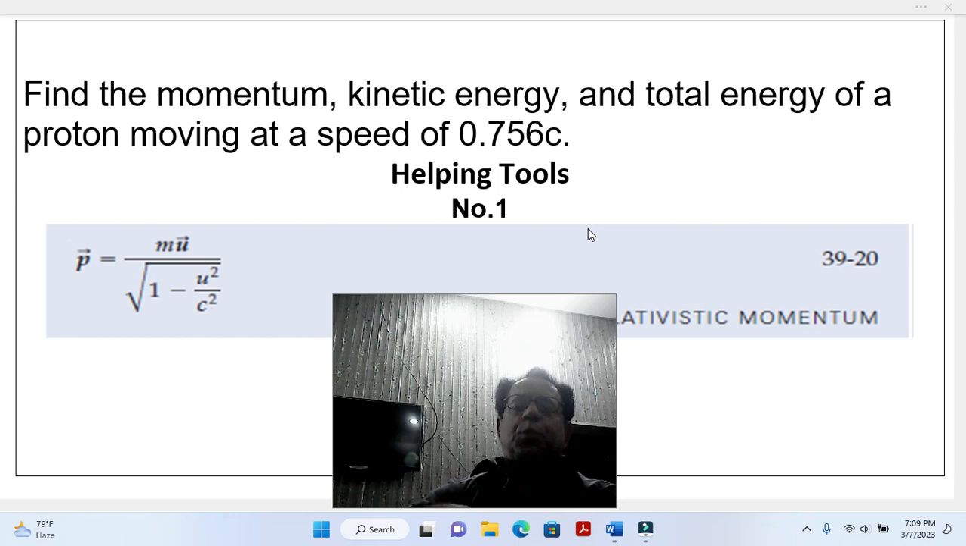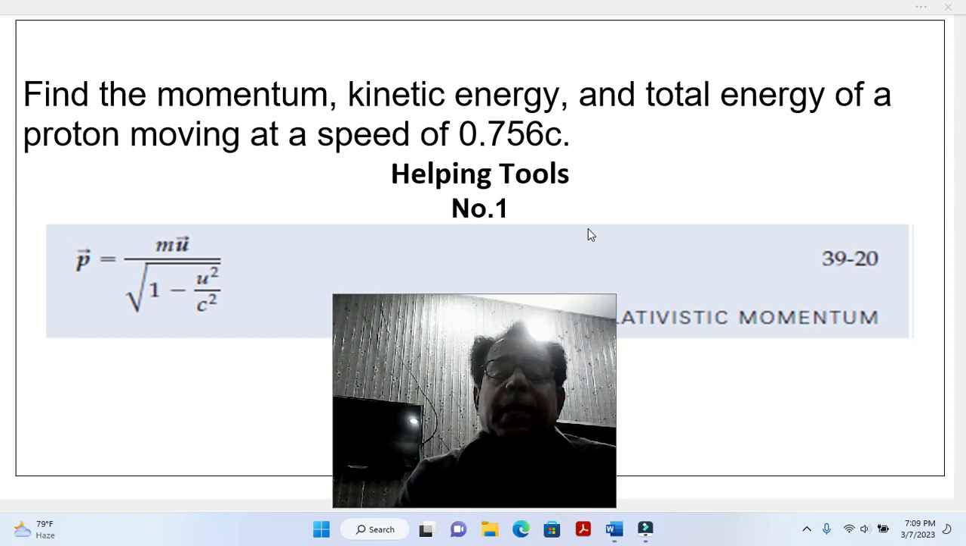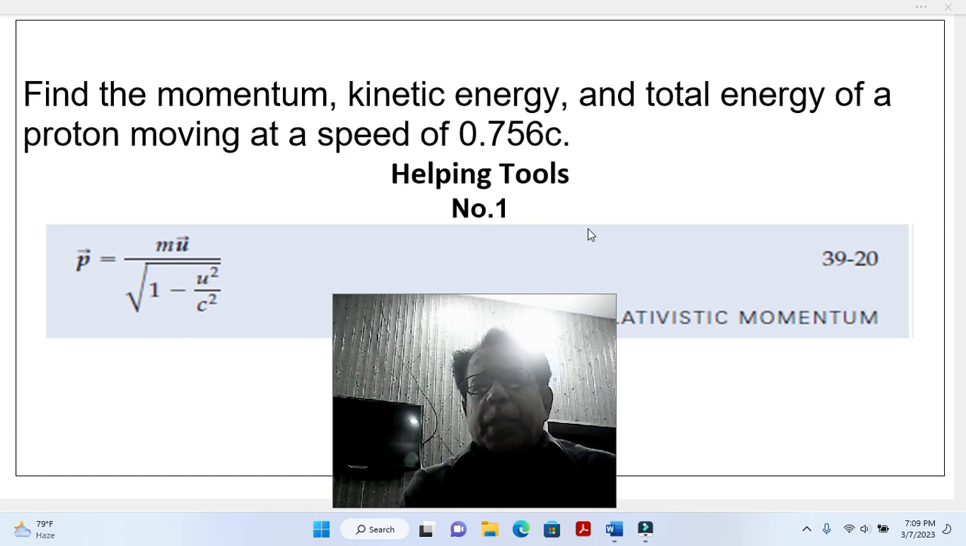This is our next problem, and this problem is also selected from the book Modern Physics by Kenneth S. Crane. Since we have introduced books for various courses of physics, all problems have been selected from Kenneth S. Crane, Modern Physics.